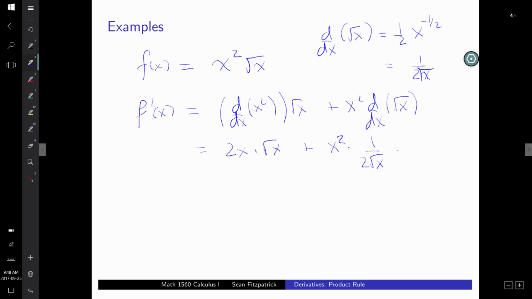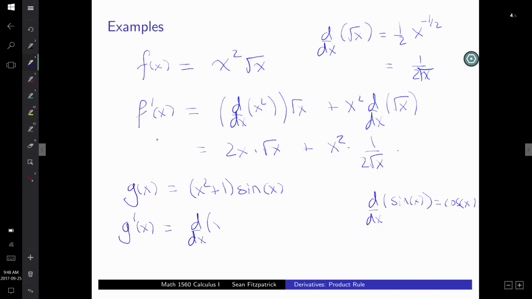What's another one we've seen? Another derivative that we saw is that the derivative of sine x is cos x. So if we had, say, g of x equal to x squared plus 1 times sine x, what's g prime of x going to look like? We have to do the derivative of x squared plus 1, and then x squared plus 1 times the derivative of sine x.